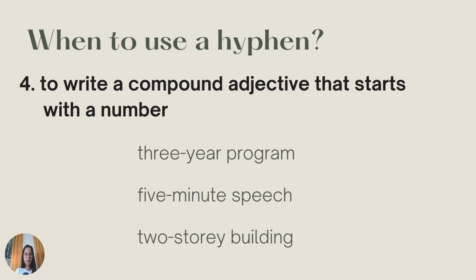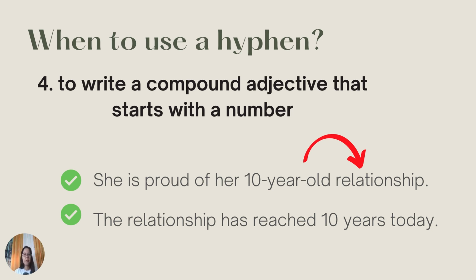Fourth is when we write a compound adjective that starts with a number, as in 3-year program, 5-minute speech, 2-story building. Note that we do not say 3 years program, 5 minutes speech, and 2 stories building. Same rule applies here. Use the hyphen only if the adjective is before the noun it describes. She is proud of her 10-year-old relationship, compared to the relationship has reached 10 years today.